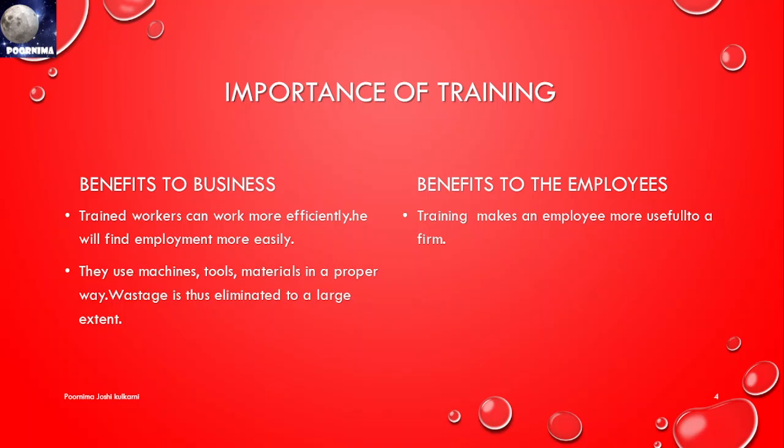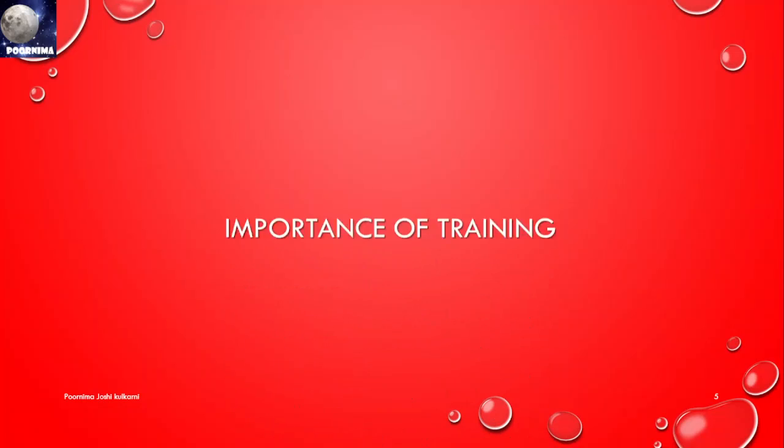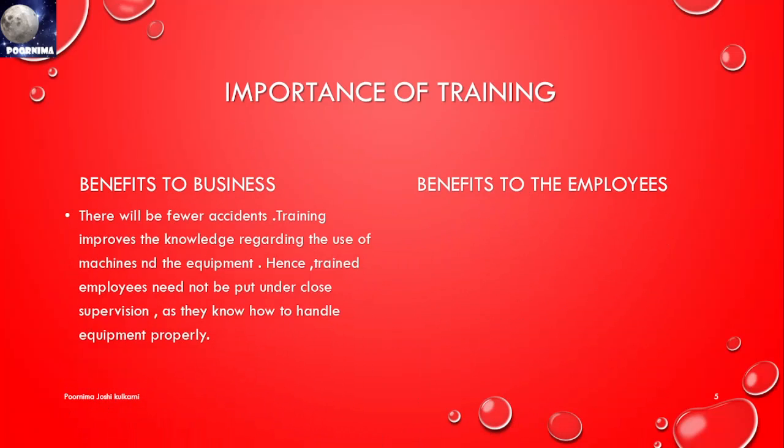They use machines, tools, and materials in a proper way. Wastage is thus eliminated to a large extent for business purposes. Then the benefit to the employees is that training makes employees more efficient and effective. By combining materials, tools and equipment in the right way, they can produce more with minimum effort. Third point is there will be fewer accidents, and training improves the knowledge regarding use of machines and equipment. Hence, trained employees need not be put under close supervision as they know how to handle it properly.